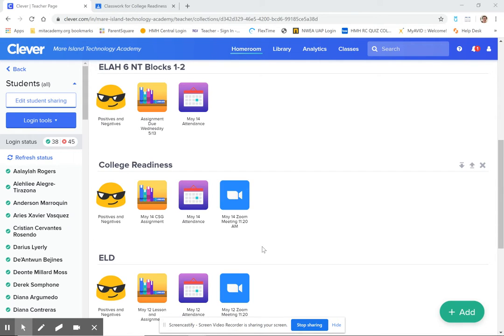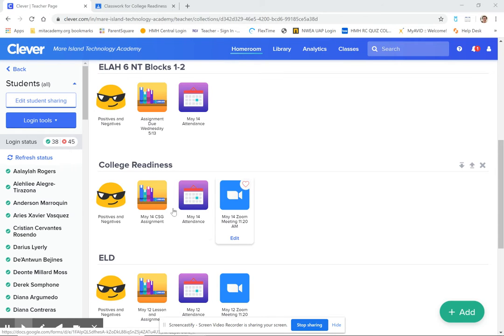Clever.com will give you the day's assignments. It will give you positives and negatives, videos you can make through Flipgrid, which cannot be accessed by anybody other than those with the class code and MIT Academy email address. It will give you access to the day's assignment, the attendance ticket or exit ticket, as well as the day's Zoom meeting with the time as well.